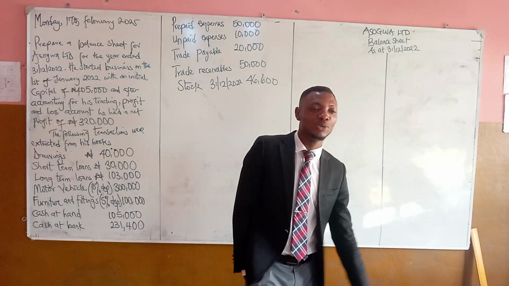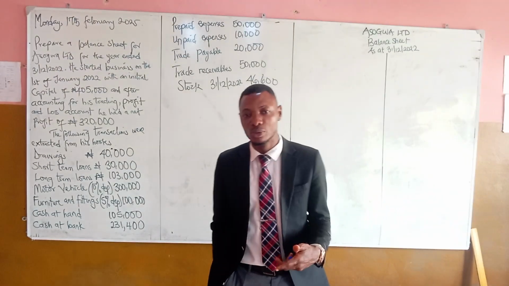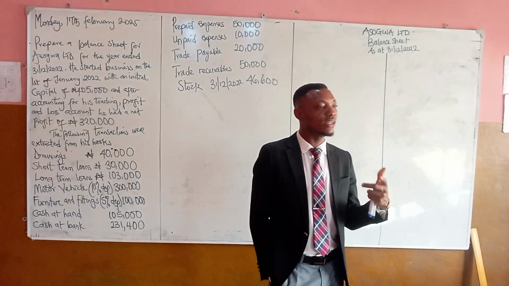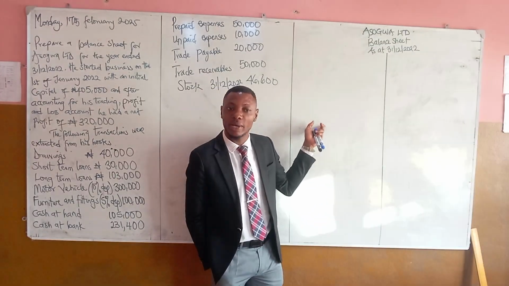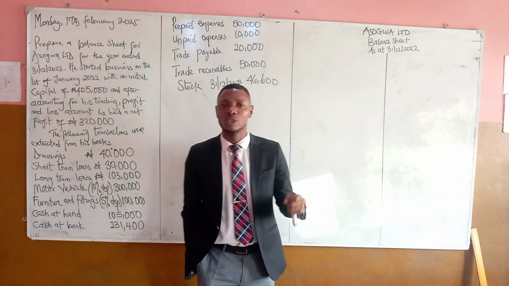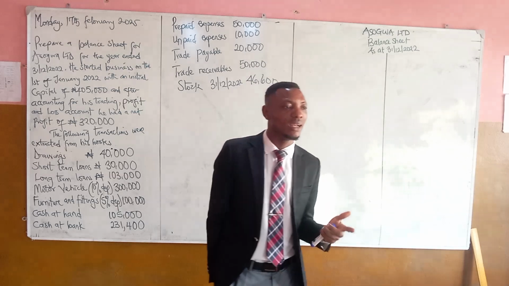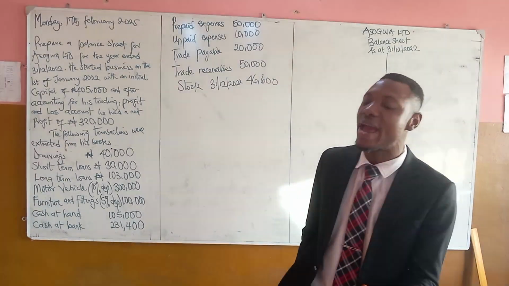Long-term loans. Thank you, Nuhu. Thank you so much for that. So we add our long-term loans. After our long-term loans, what else do we have? We have another subheading here, which is what? What subheading do we have? Current liabilities. Wonderful. Like I said in our last class, current liabilities are those expenses that weigh the business down.